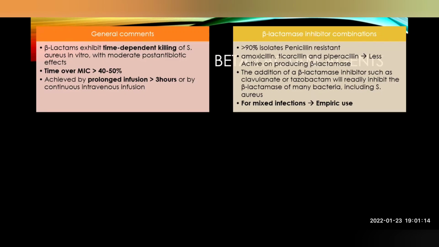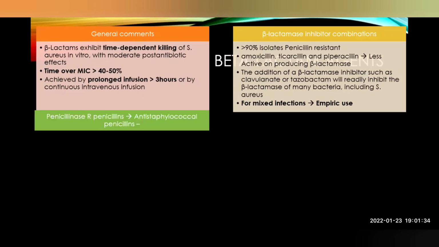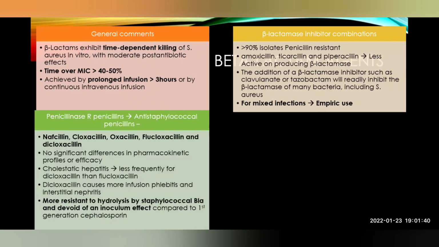For example, in patients having skin and soft tissue infection, or if the patient is in sepsis and you don't know the source, you can still just give piperacillin-tazobactam, which will cover most gram positives, gram negatives as well as anaerobes. So these can be used as empiric therapy. Next, the drug of choice is your anti-staphylococcal penicillin, which includes nafcillin, cloxacillin, oxacillin, flucloxacillin, and dicloxacillin.